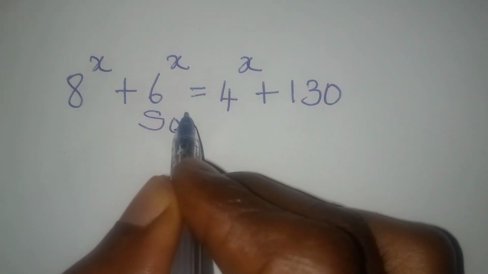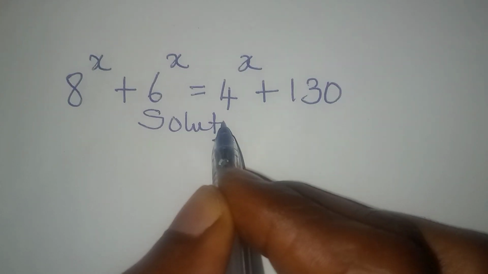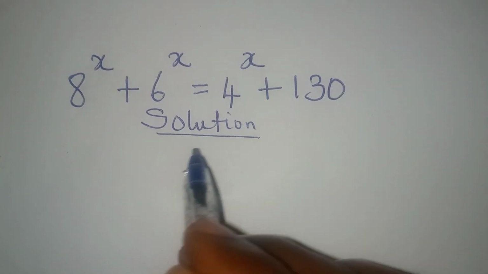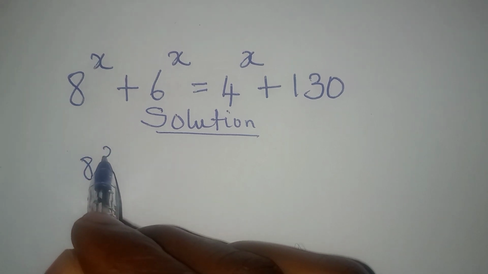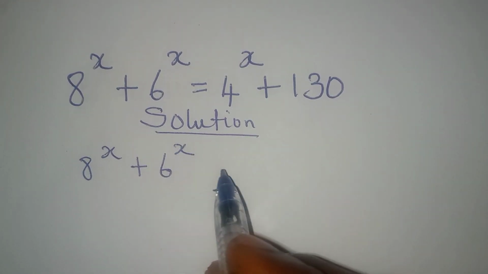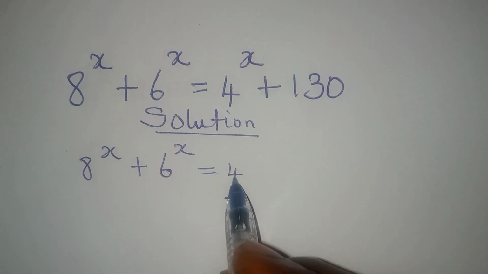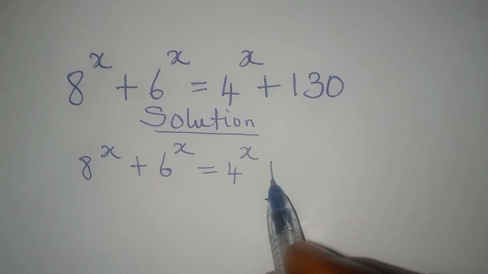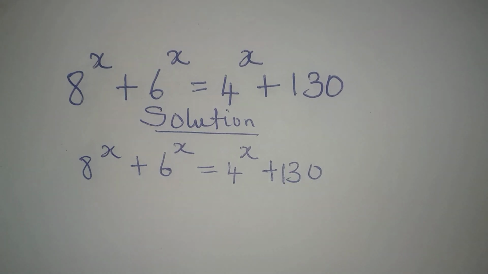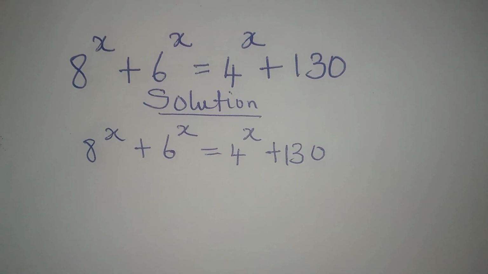Let's solve this Olympiad mathematics. We have 8 to the power of x plus 6 to the power of x equal to 4 to the power of x plus 130. Now, how do we deal with this problem?